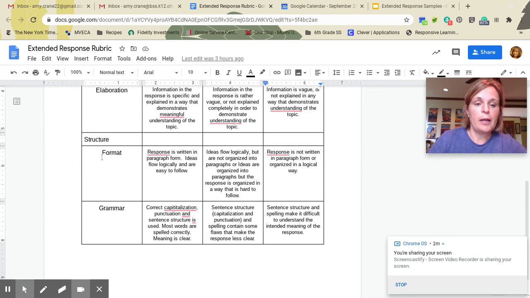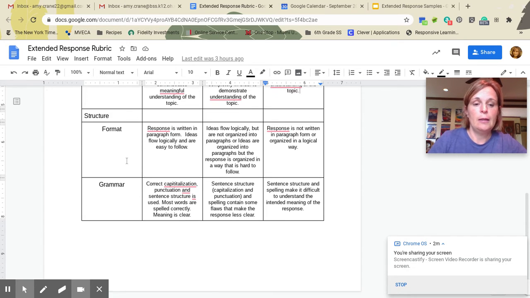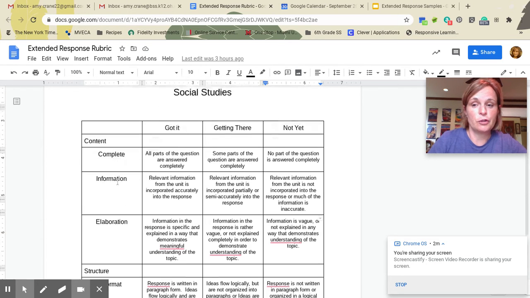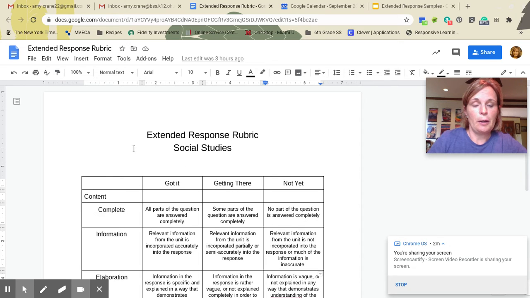Then down in the structure category, we're looking for two things. We're looking for format. In other words, do you organize your response in a way that makes it easy to find the information clearly and logically? And then, of course, grammar. So looking for capital letters at the beginning of sentences, avoiding run-ons and fragments, capitalizing proper nouns, and then using good spelling in your response so that your meaning is clear. Okay, so that's the rubric we'll use to grade your responses.